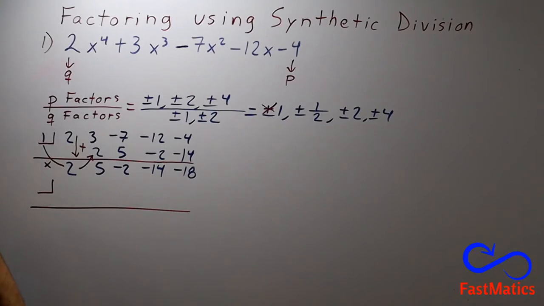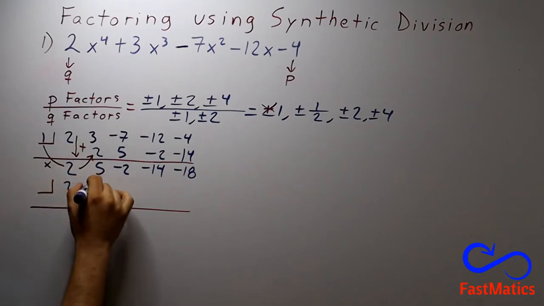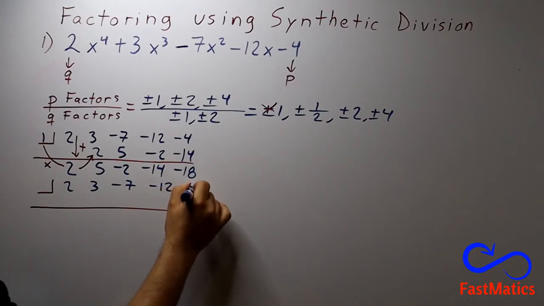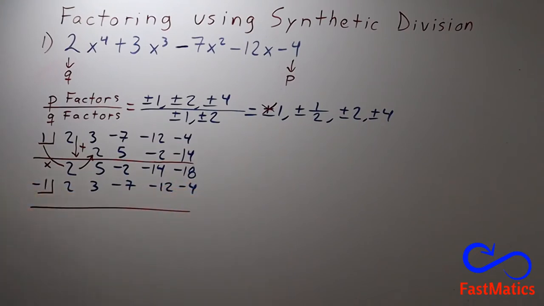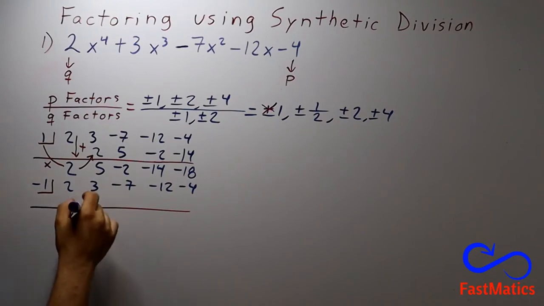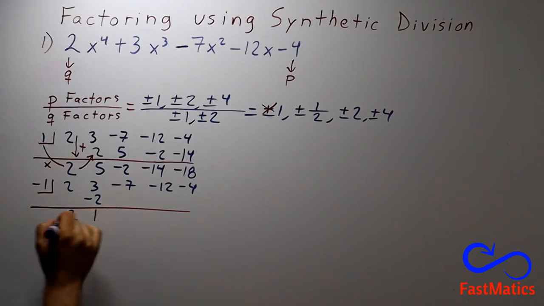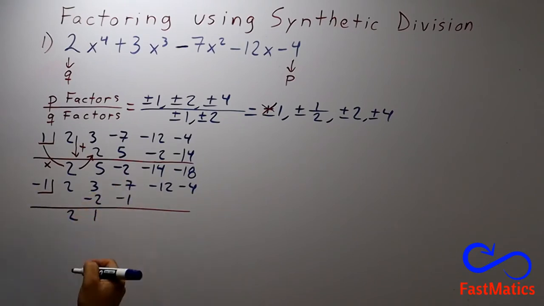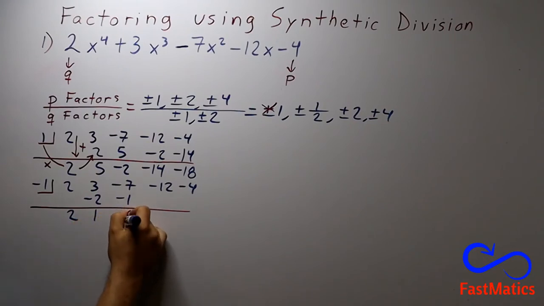After that, we are going to try again, but with another number. For instance, negative 1. We have 2 plus nothing, 2. Negative 1 times 2, negative 2. 3 plus negative 2 is 1. Negative 1 times 1 is negative 1. Negative 7 plus negative 1, negative 8.